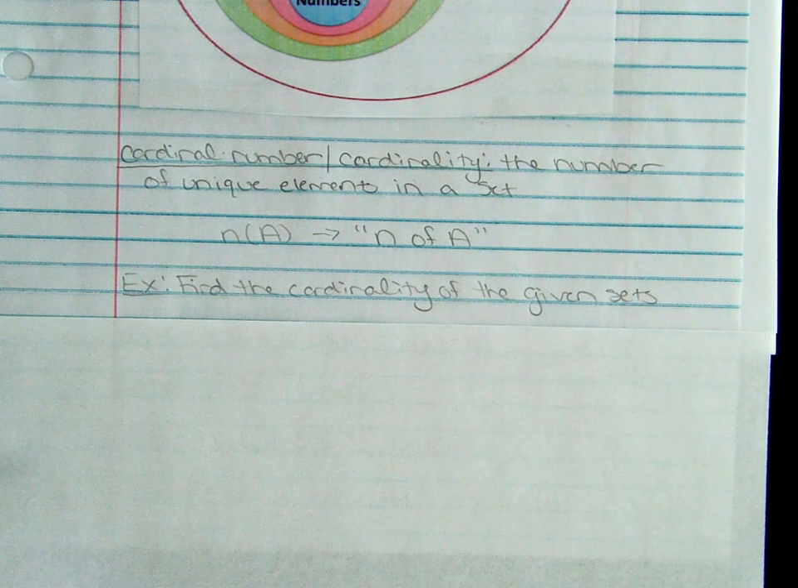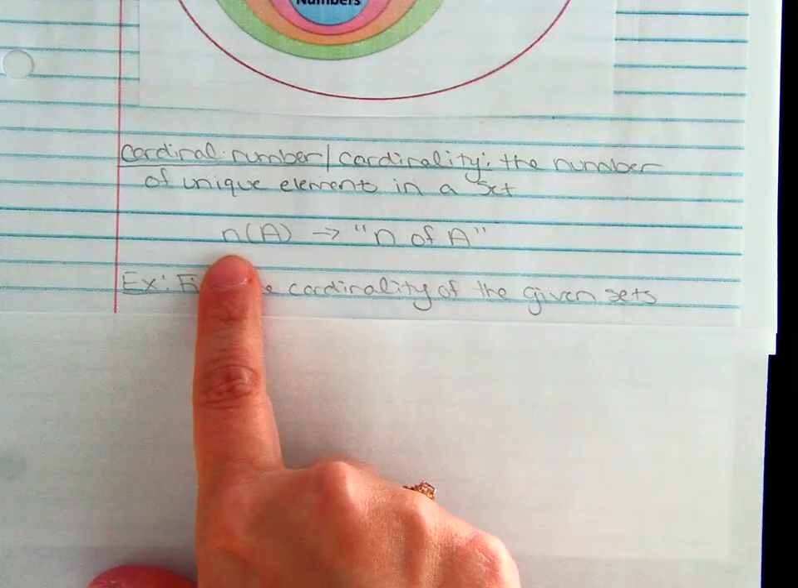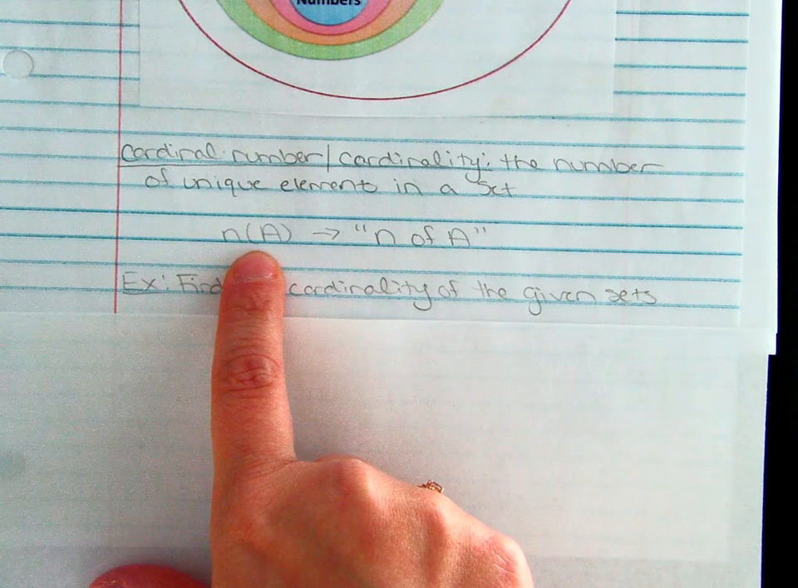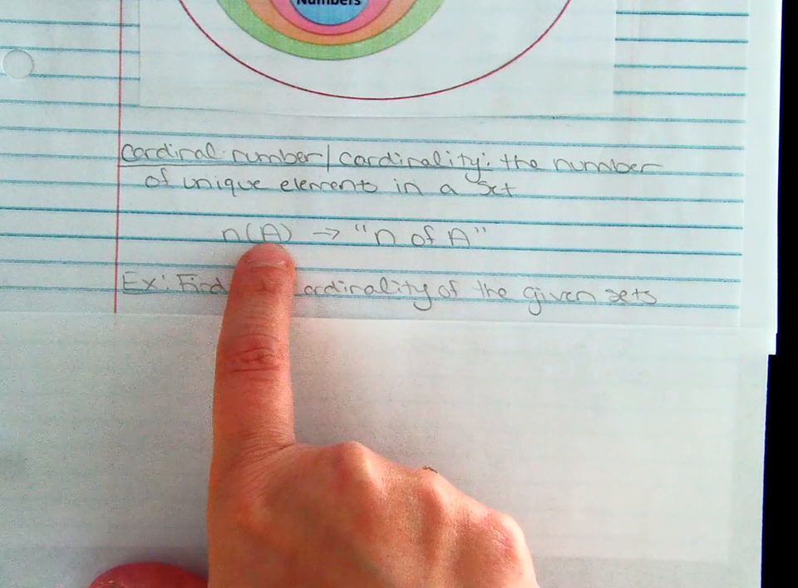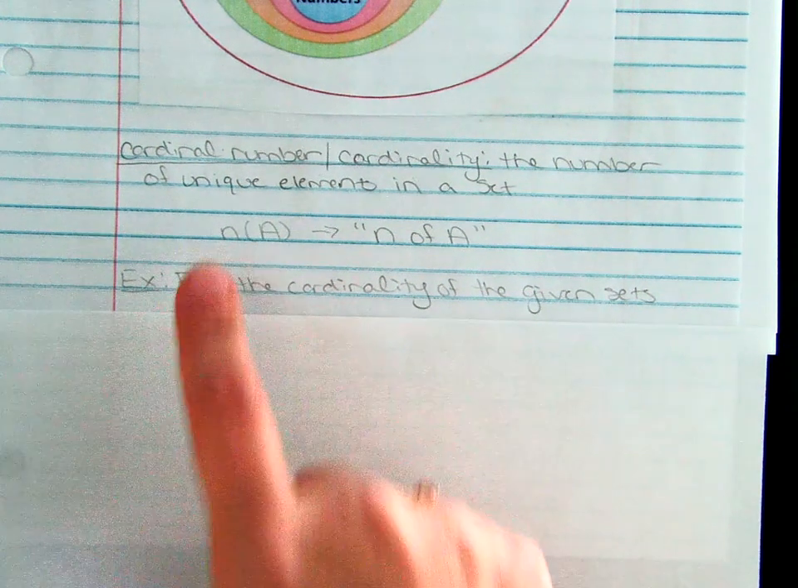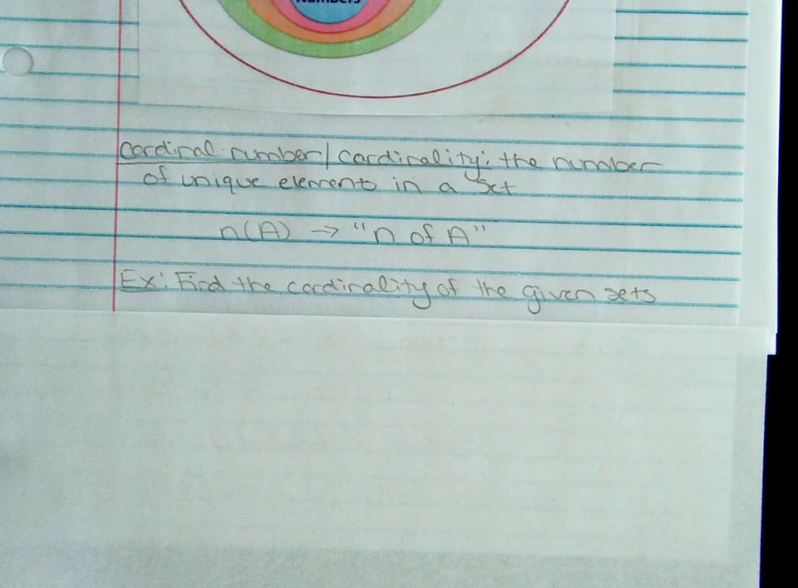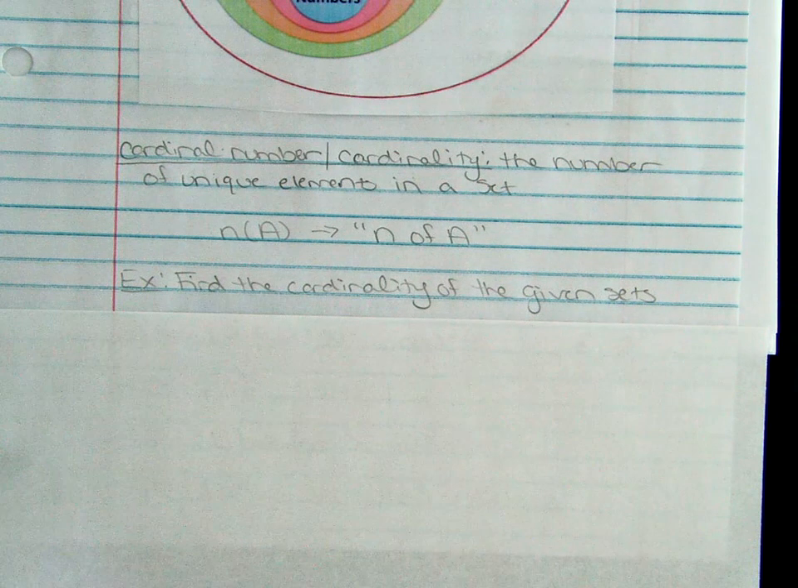So the way we represent cardinality is we write this little N, parenthesis, and then whatever the set is. So we're going to talk about the cardinality of set A. If we were talking about the cardinality of set B, then there would be a big B in there. And so we say that is N of A. And so we will have to find the different cardinalities of given sets, figuring out how many elements actually live in each set.